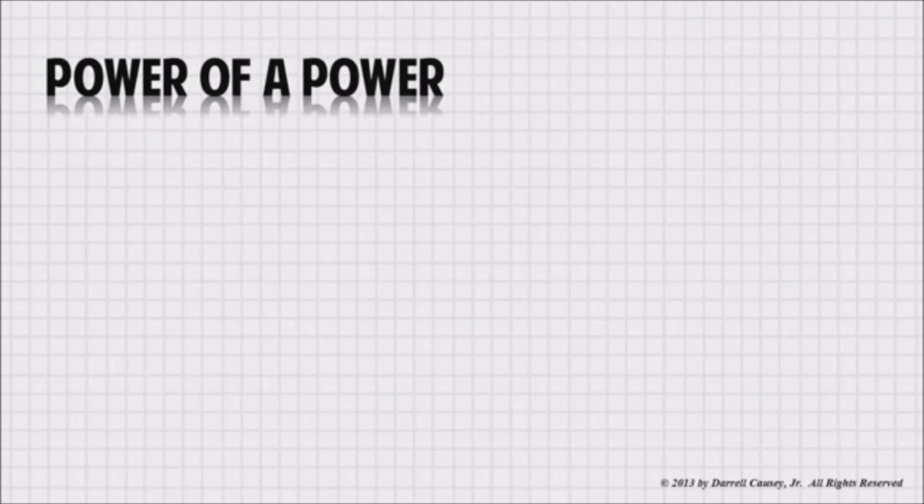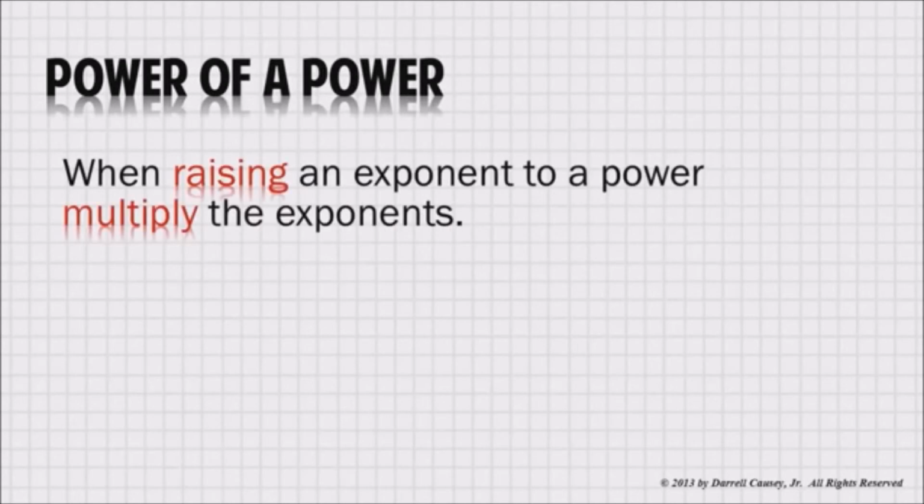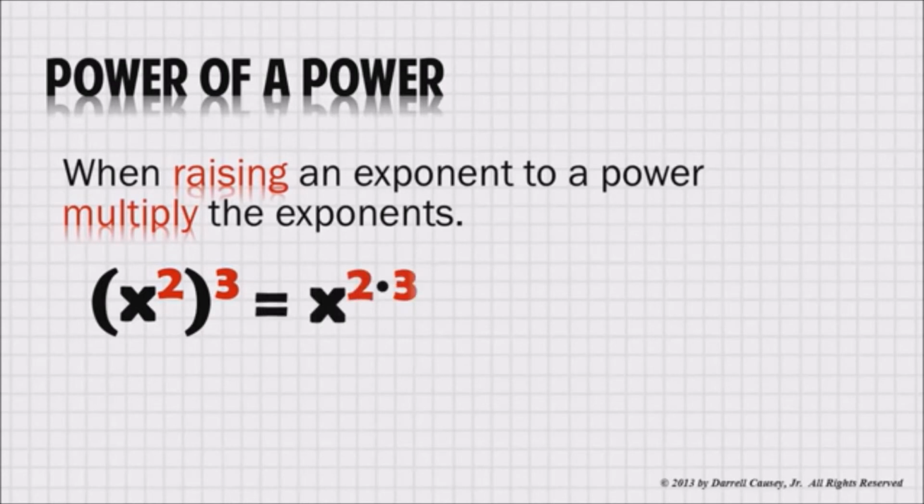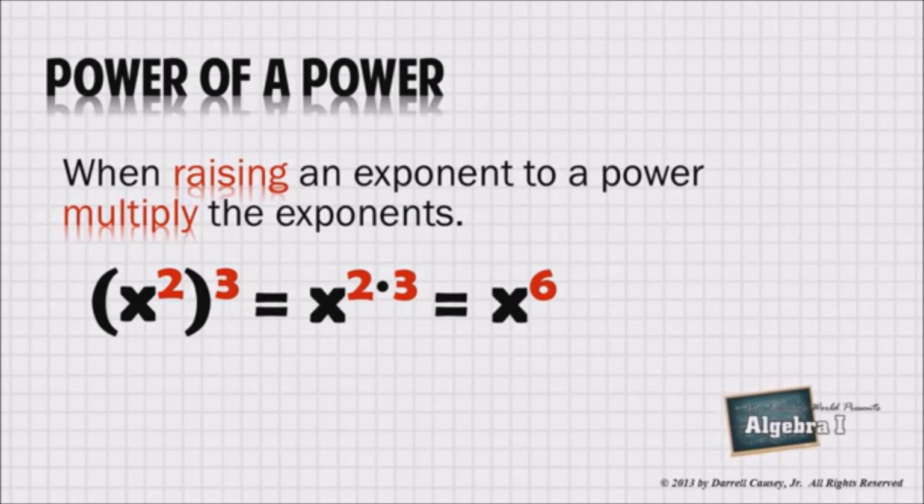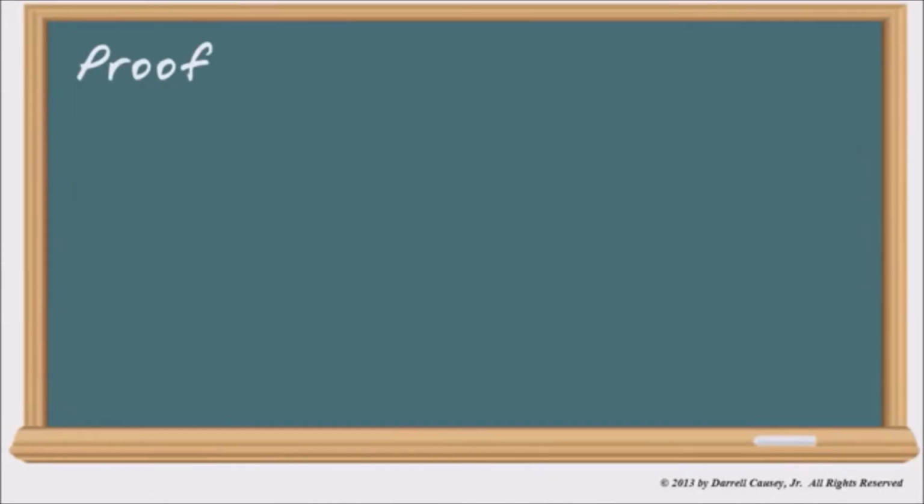Okay, third law, we have power of a power. When raising an exponent to a power, multiply the exponents. Okay, we'll have an example. Quantity x to the second power raised to the third power. So there is an exponent raised to another power. By the rule, we have to multiply the exponents. 2 times 3 is 6. So the answer is x to the sixth power. And so, we have this proof here.